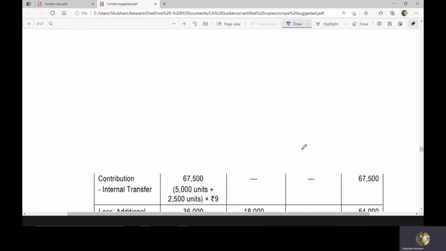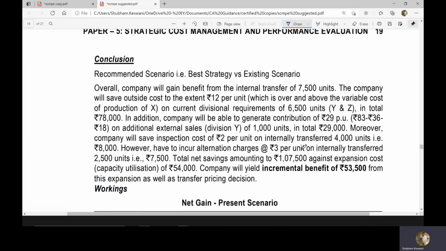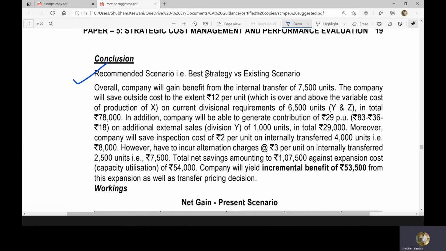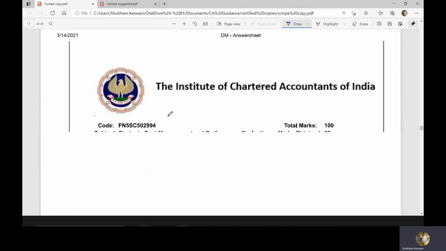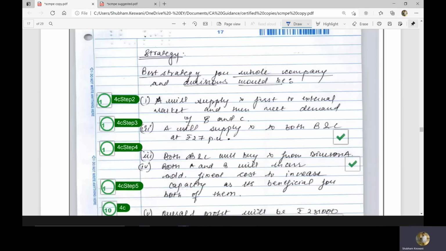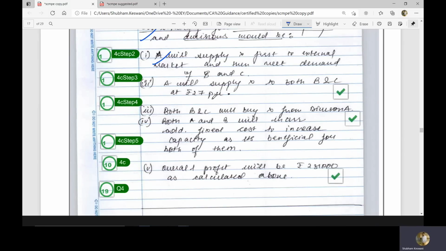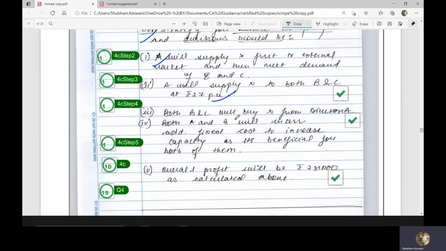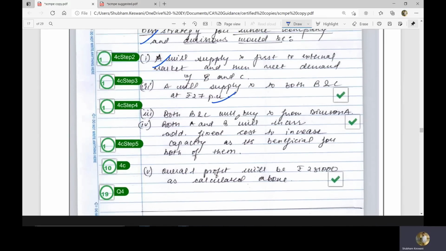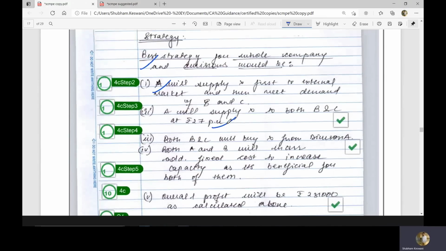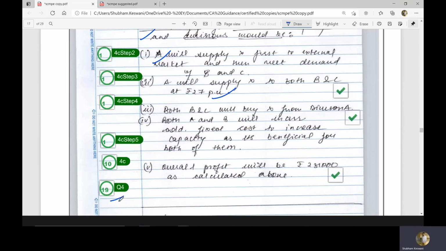And now if I talk about the analysis, I think ICAI has already done their analysis here, wherein it has shown the best strategy versus existing scenario. I think one thing I would have missed out here was best strategy versus existing scenario. But ultimately, I could explain my strategy well here: A will supply X first to B, and then to C. A will supply X to both B and C at the same price because it was already mentioned in the question. I recorded my strategy in pointer form so that the examiner gets to know that I am not just firing in the air, I know what I'm doing. Okay, so here I scored 19 marks out of 20.